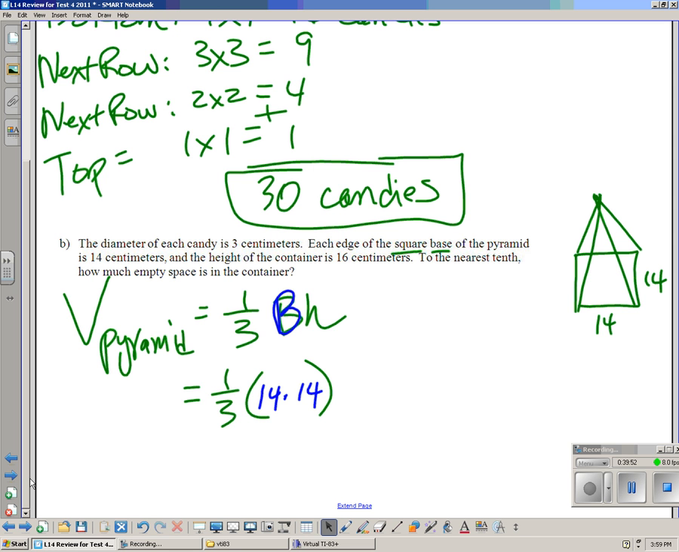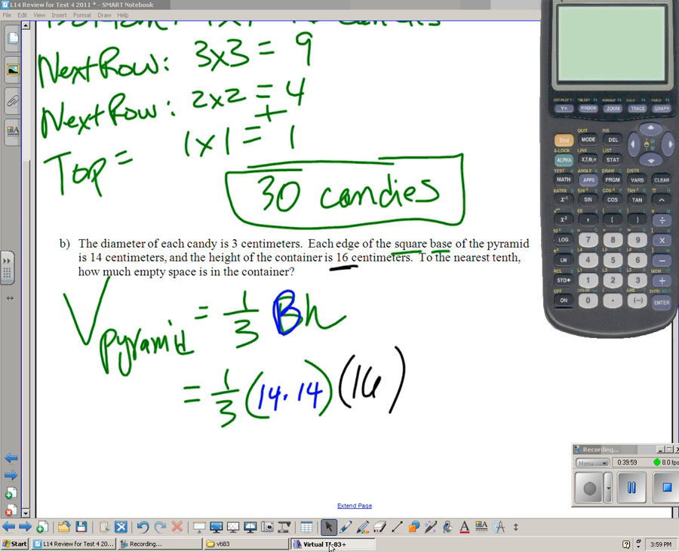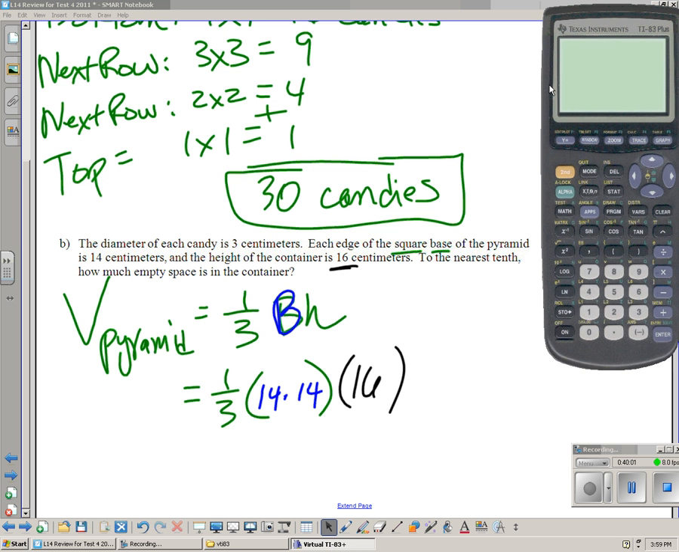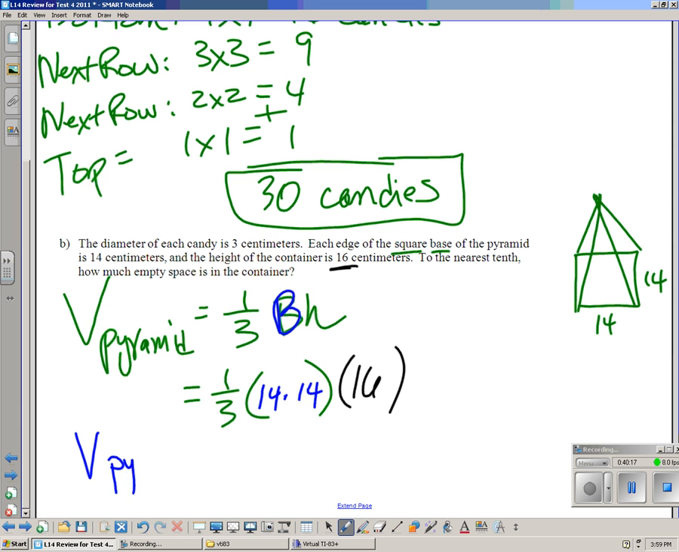Times the height, which they gave us, was 16. And if we type this into our calculator, we will get a number for the volume. So we get 1/3 times 14 times 14. That's the area of the base times 16, which is the height. We get 1045.3 repeating. So the volume of the pyramid is 1045.3 repeating.